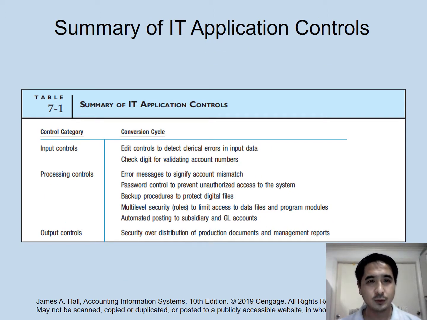For IT control, this is a summary: input, process, output control. Quite similar with the IT controls in the other transaction processing cycles. So just to note for the output controls here, of course, security of distribution of the documents and management reports. Specifically here from the production planning, there are various production documents sent to various departments in which these documents initiate the process. That's why they are very important.